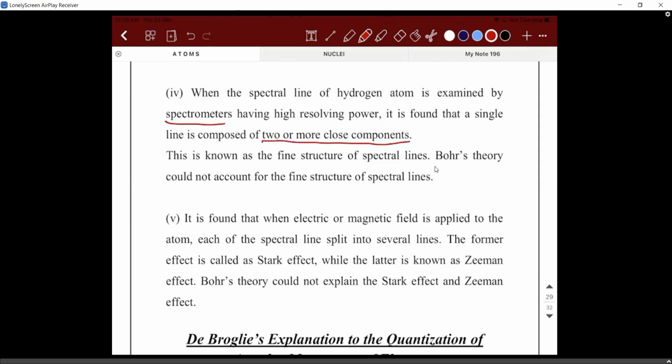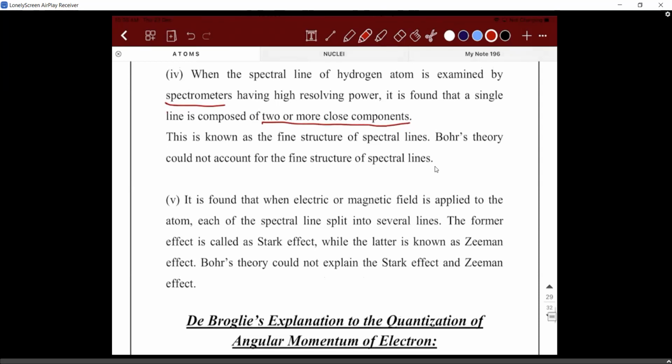You spoke about the lines, right? When the electron jumps from the third to the second orbit, you spoke about one spectral line. But if it was observed under a spectrometer, what happened? Two or more close components were observed. This is known as the fine structure of spectral lines. Bohr's theory could not account for the fine structure of these spectral lines. He didn't give an explanation for this also.